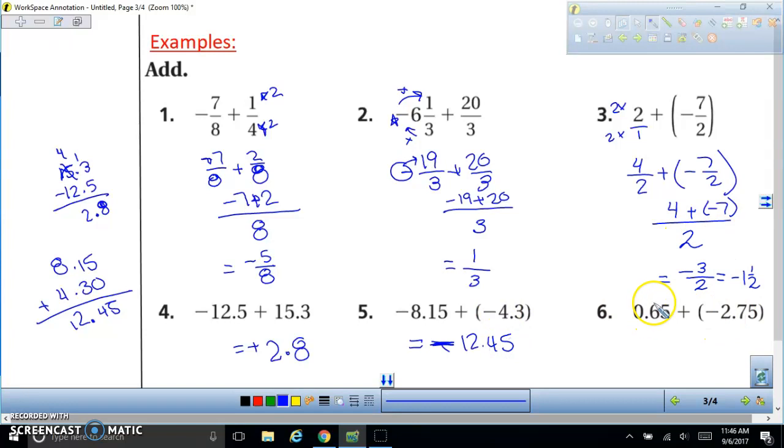6. Okay. Same signs or opposite signs? They're opposite. Which one is further from 0? The negative is further from 0, so we're going to keep our answer negative. And now we're going to do bigger minus smaller. Don't keep track of signs. 2.75 minus 0.65, lining up our decimals. 0, 1, 2. Okay. Negative 2.10 is our final answer.